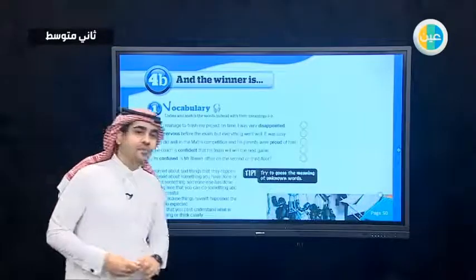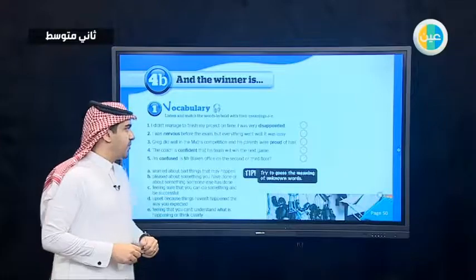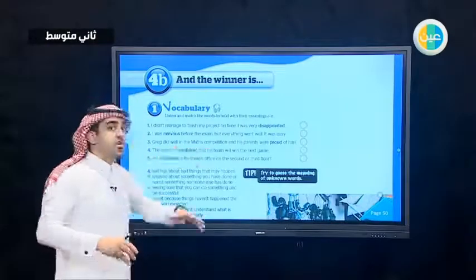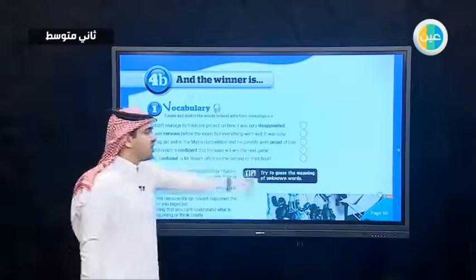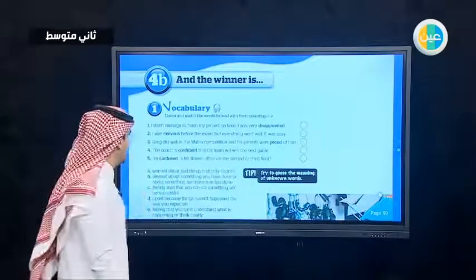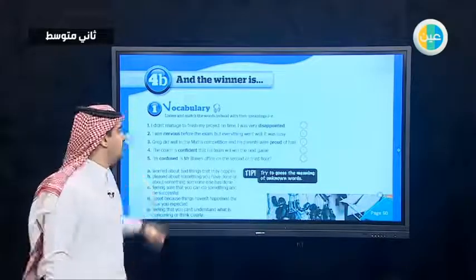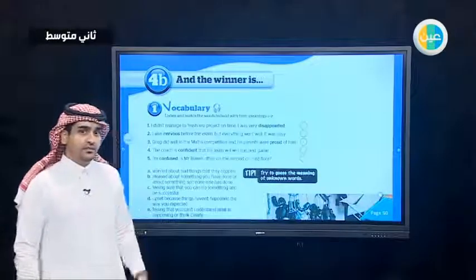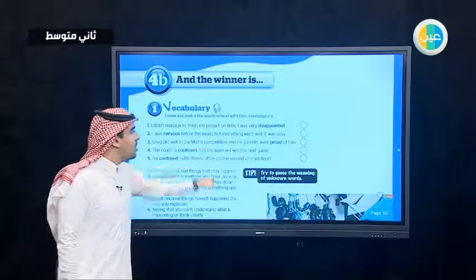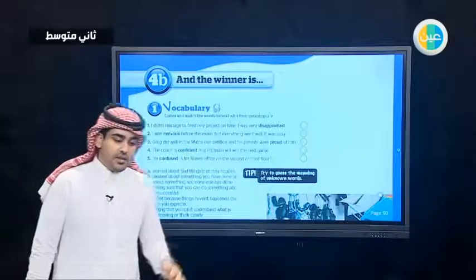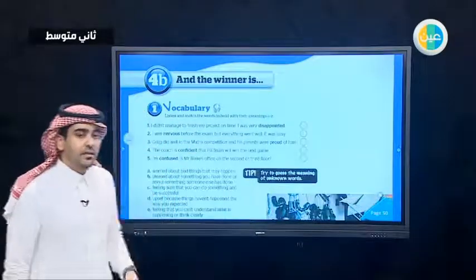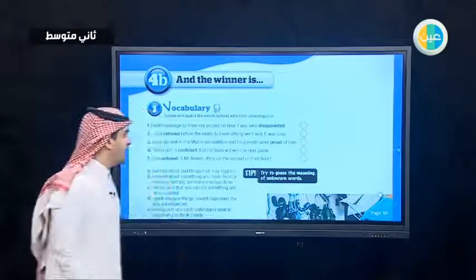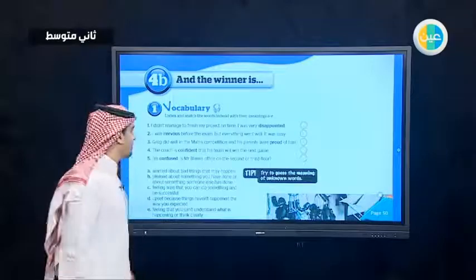Number 3: Greg did well in the maths competition and his parents were proud of him. So Greg did well in the maths competition, so he won the competition and his parents are very proud of Greg. So what's the meaning of the word proud? Now let's see number 4. The coach is confident that his team will win the next game. Because he trained his team very well and he worked so hard, he is confident that his team 100% will win the next game. So what's the meaning of the word confident?